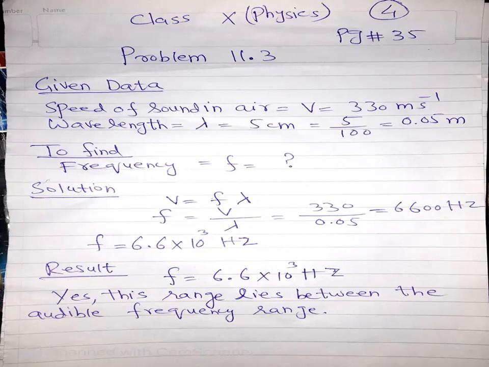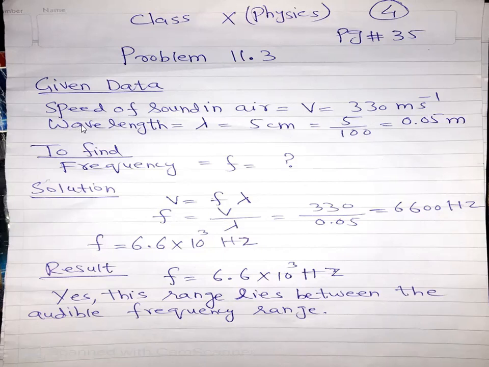So, given that, I will write: the speed of sound in air is denoted with v, and it is given to me as 330 meter per second. The unit of speed is meter per second. Wavelength is denoted with lambda, and this is given to me as 5 centimeters. Since it is a length and the SI unit of length is meter, I convert centimeter into meter by dividing by 100. So 5 divided by 100 is 0.05 meter.